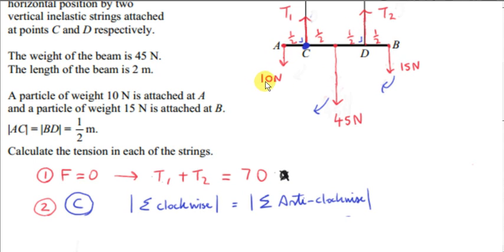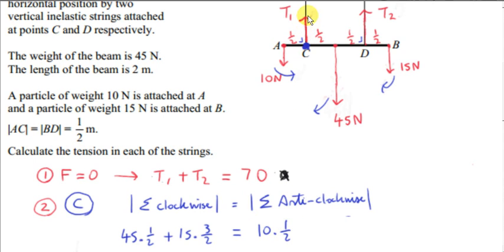Okay, so let's get the moments of these two forces, and we have to sum them. So we have to multiply 45 by a half, and for this one here we have to multiply 15 by 3 halves. Now let's take the anti-clockwise moments. Well, the 10 Newton force is an anti-clockwise moment, turning effect of the beam about the point C. So we multiply 10 by a half.